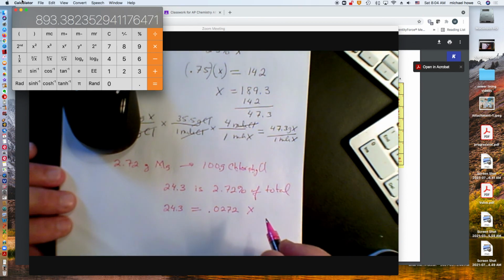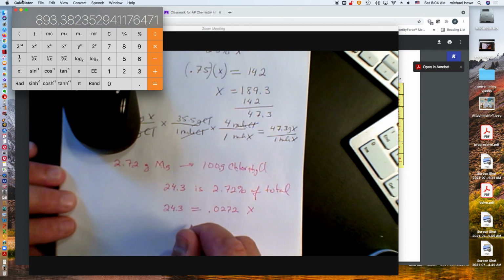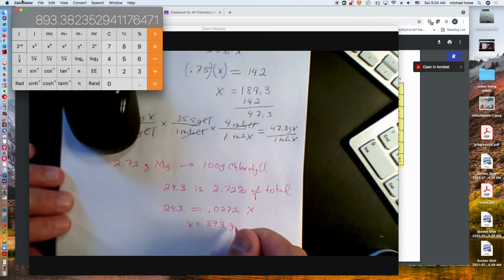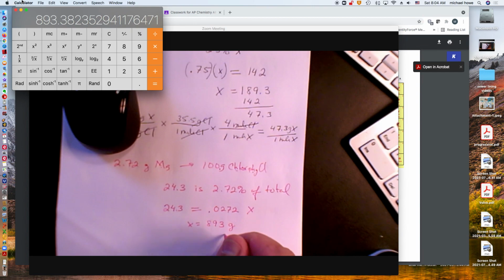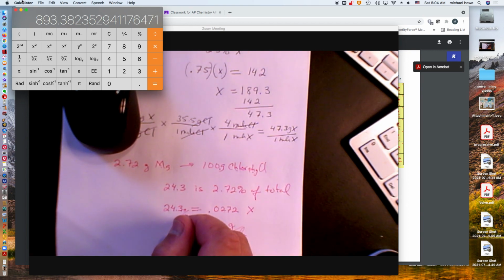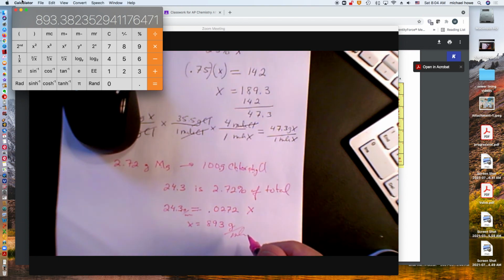is 893.4. Or just say 893 because I went to 3 sig figs. And that would be the grams of 1 mole. And mole came because we said that 24.3 is equal to 0.0272 of x grams, but x grams would be the grams of 1 mole because this is 1 mole of magnesium. So grams per mole here. That's a dimensionless number, so grams per mole became your unit.